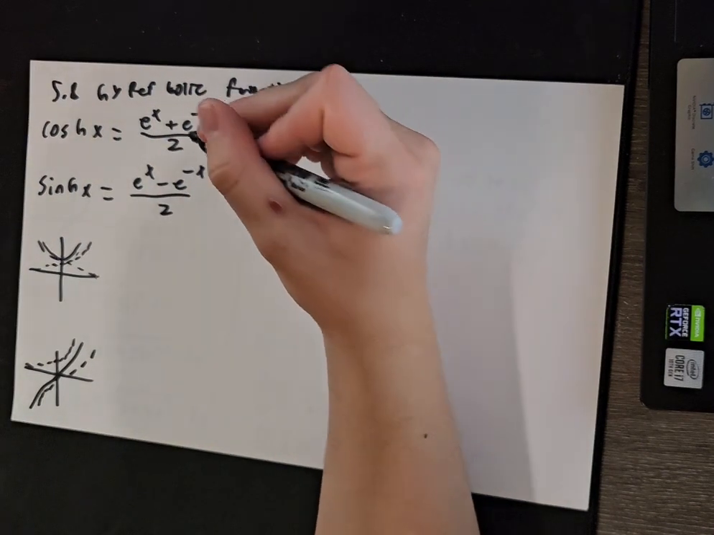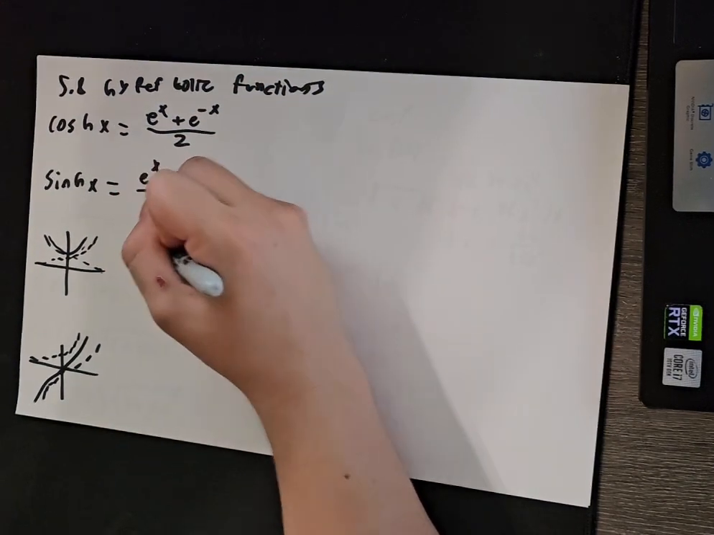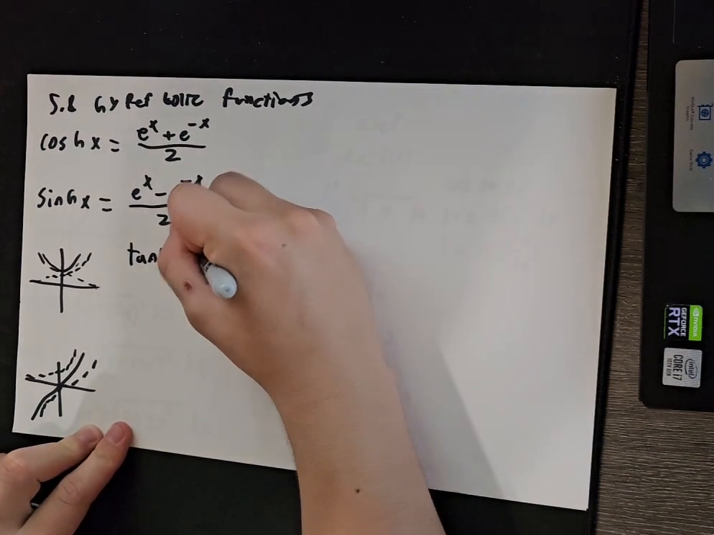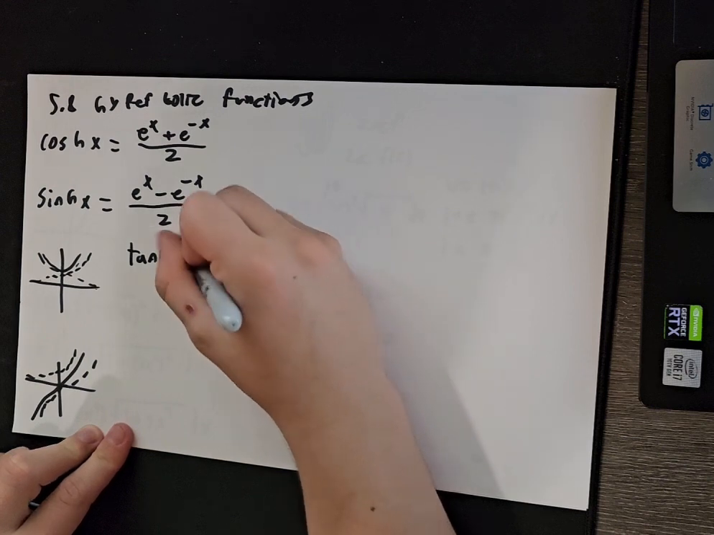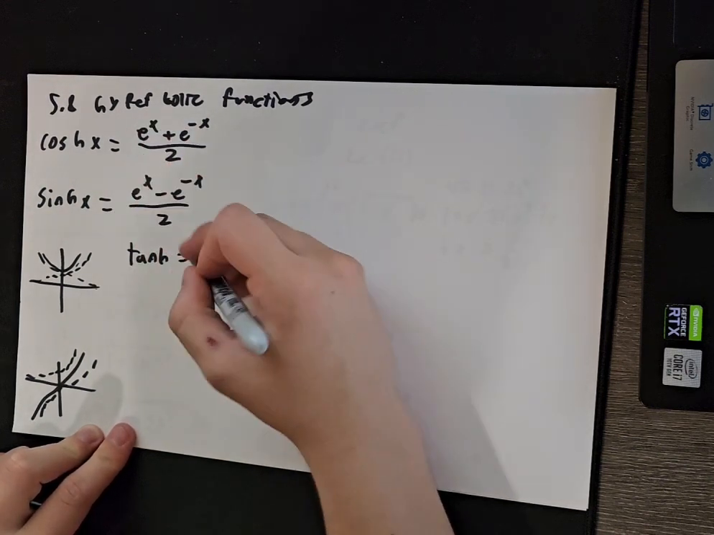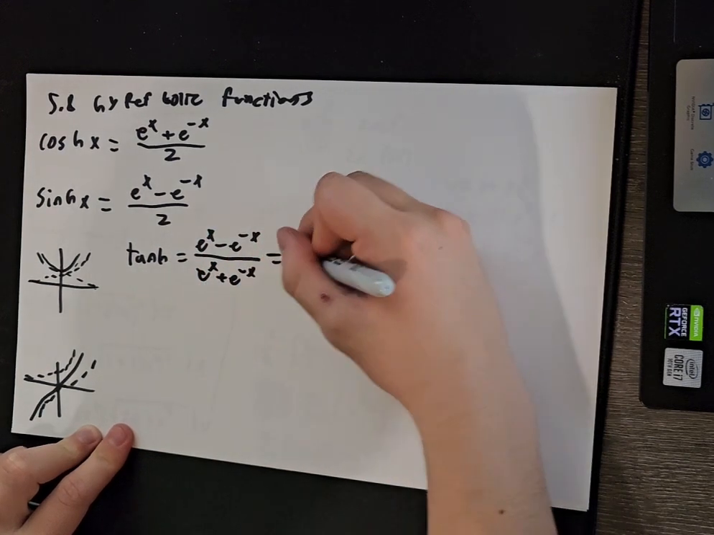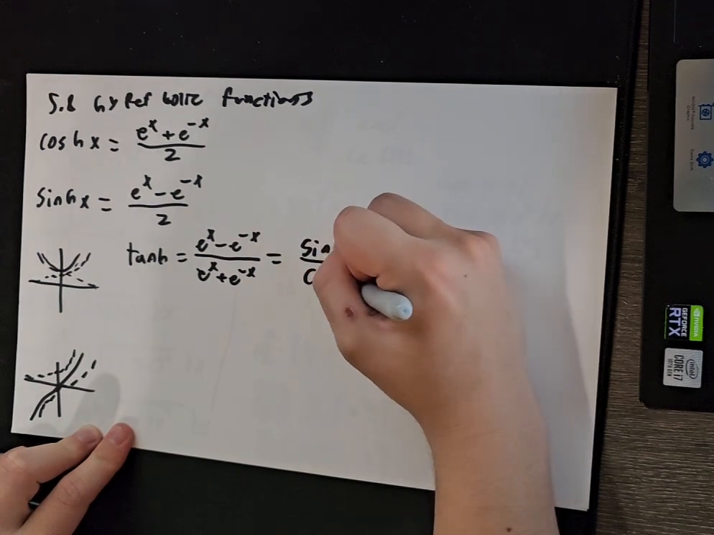Now, if we were to find, for example, tangent h, it would be the functions over each other, so the 2's would cancel out. We'd get e to the x minus e to the negative x, and then we'd pull that down there, e to the x plus e to the negative x. So it essentially equals sine h of x over cosine h of x.